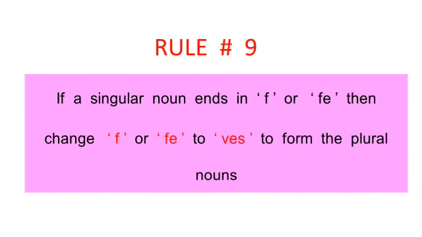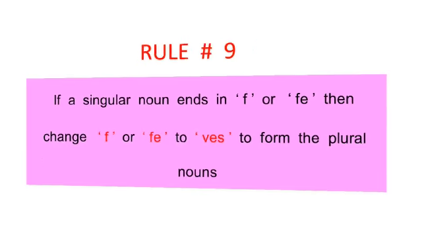Rule number 9. If a singular noun ends in F or FE, then change F or FE to VES to form the plural. That means you have to check the last letter or the last two letters of the word, and if they are F or FE, you have to change them to VES. Let us check out some examples.